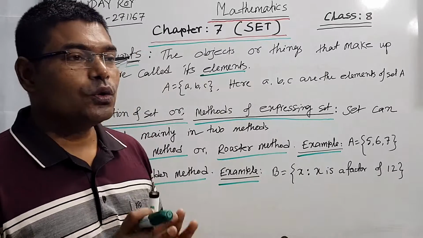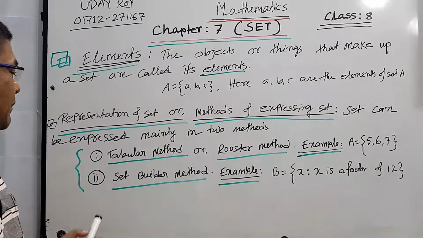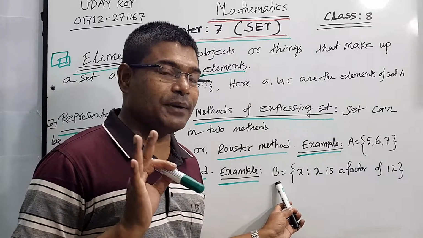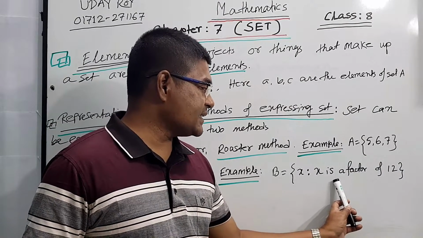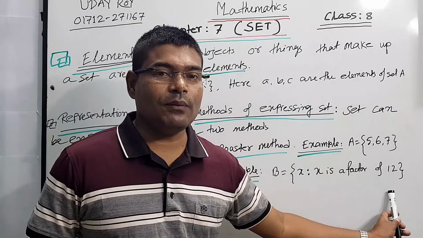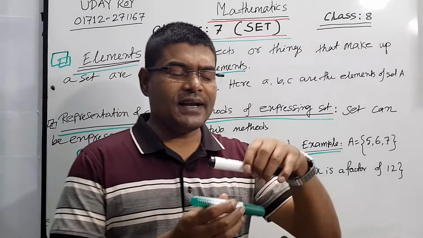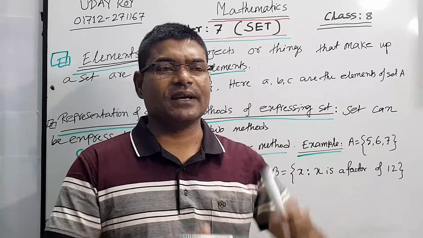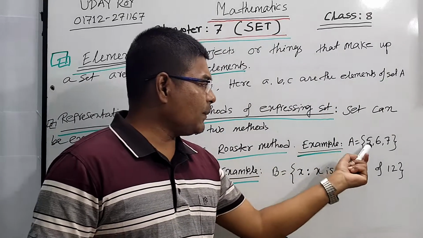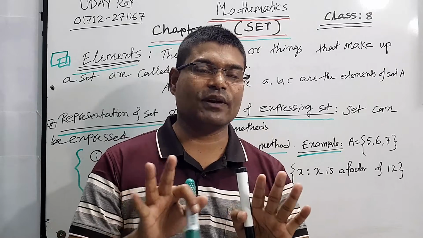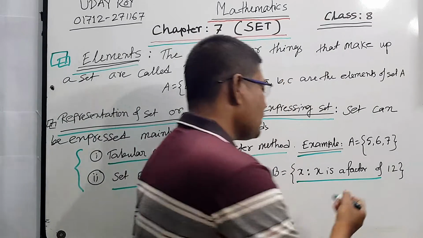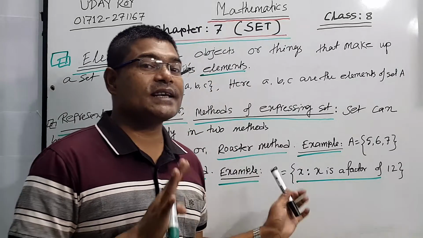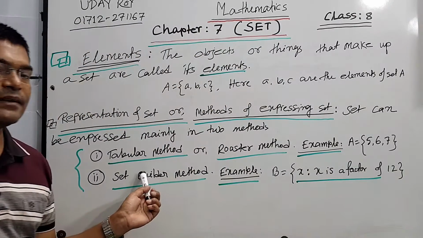Then number 2 is the set builder method. So please come back, set builder method. Example: set B equals {x such that x is a factor of 12}. That means set builder method, built by something. So here A equals {5, 6, 7} is clearly given, but here you have to break 12 first, then we will get set B. This is the set builder method.